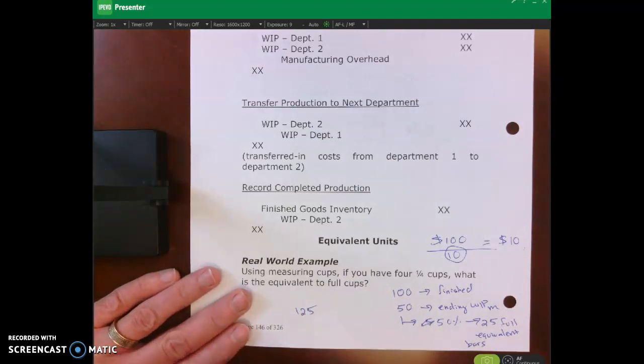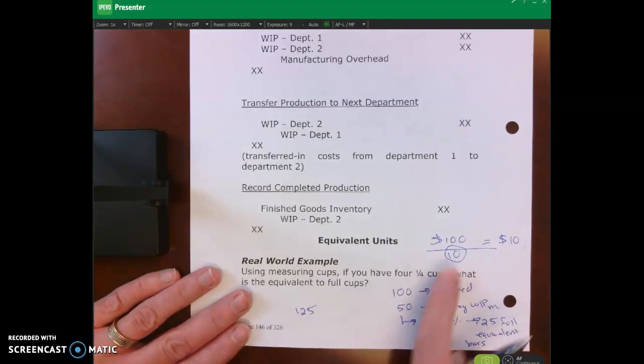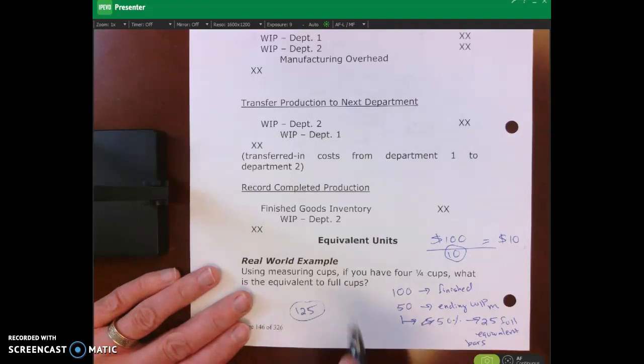125. Not 100, that's how much I totally finished. But I had 50, and then those 50 were 50% complete. So I also did 25 equivalent full units by taking that 50 times my 0.5 to give me 25. So my denominator, when I'm calculating my cost per unit, becomes 125 in this example using bars of soap. So that's at a very high level what we want to get to.